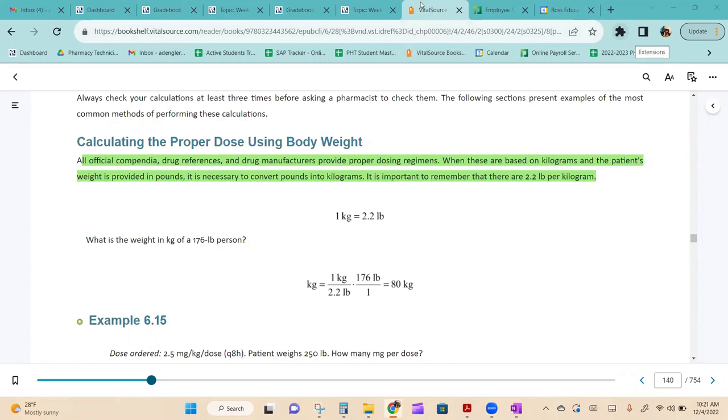Okay, so calculating the proper dose using body weight. We have this conversion factor of 1 kilogram is equal to 2.2 pounds, and that is one you want to remember off the top of your head, especially if you work in a hospital, because you're going to be using it a lot. So what is the weight in kilograms of a 176-pound person?